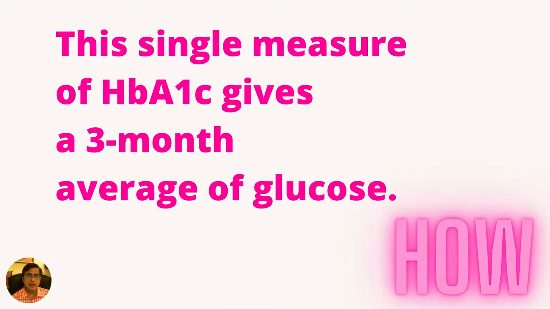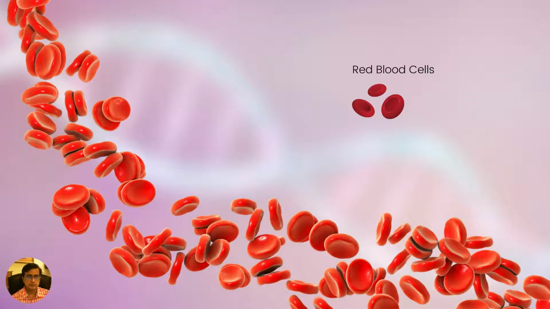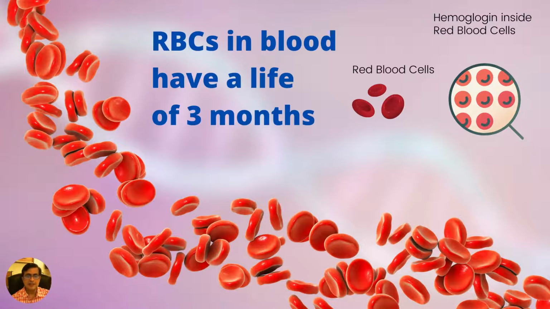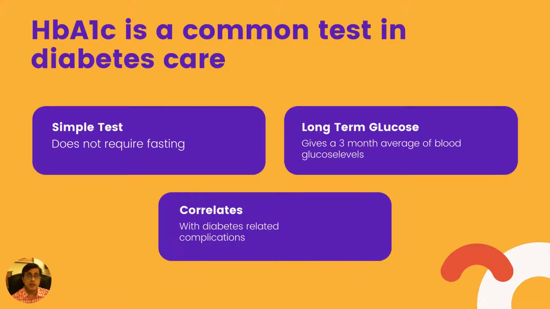Now, this single measure of HbA1c gives us a 3-month average of blood glucose levels. The question is how? As I said, red blood cells live in our body, and hemoglobin lives in red blood cells, and that glycated hemoglobin also, therefore, is in the red blood cells. And red blood cells have a life of 3 months, and therefore, the hemoglobin A1c test gives you a 3-month average of blood glucose levels. It's a very simple test.